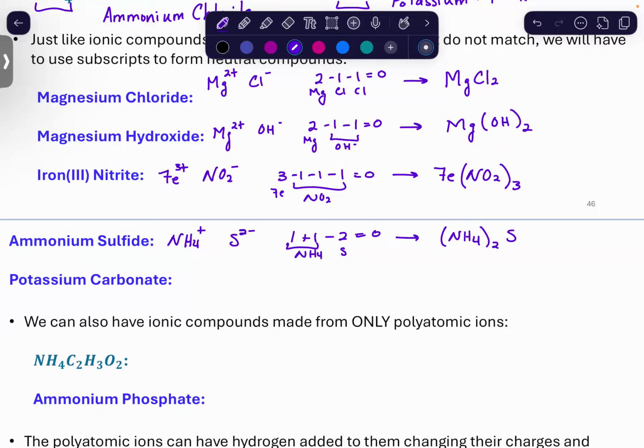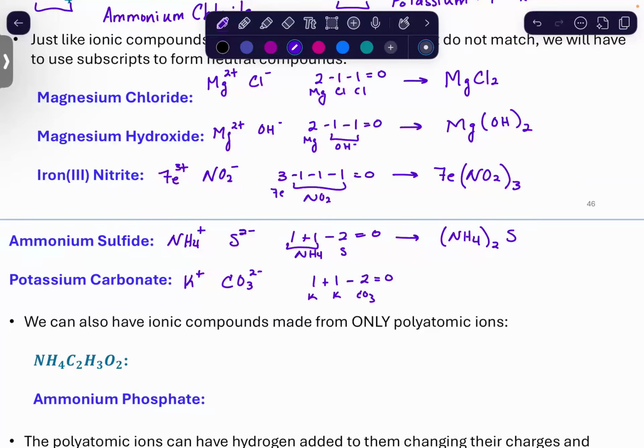And then of course, potassium carbonate. So this one kind of goes a little bit backwards. So if we remember, potassium is in group 1, so it's a +1 charge. And then carbonate, when we remember what it is, it's CO3, 2 minus. Okay, so the potassium is a +1. The carbonate is a -2. So I'm going to have potassium plus potassium plus the carbonate. That'll give me 0.